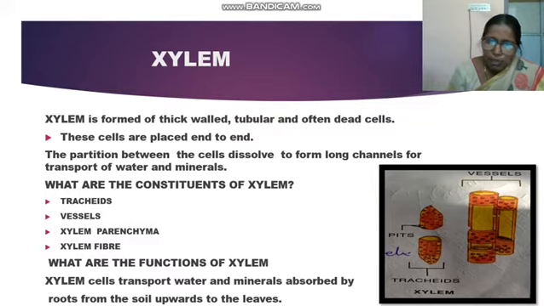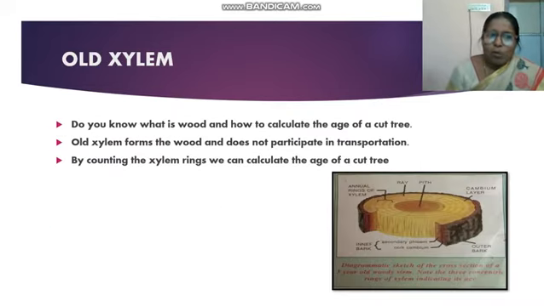Now let's see the function of xylem. Xylem cells transport water and minerals from the root to the leaf for the purpose of photosynthesis. Now, what is wood, and how do we calculate the age of a cut tree? Old xylem forms the wood and does not participate in transportation. By counting the xylem rings, we can calculate the age of a cut tree.